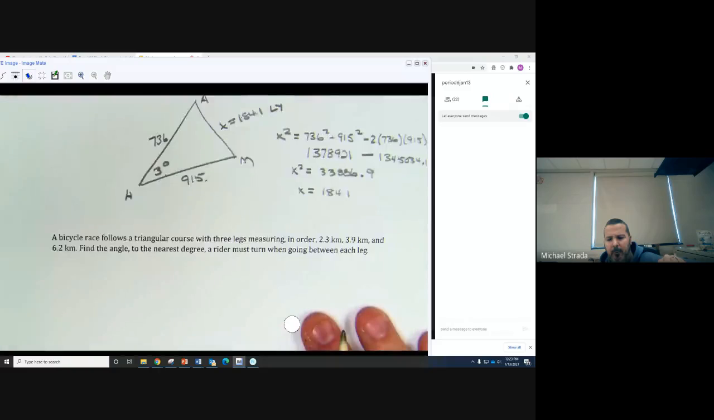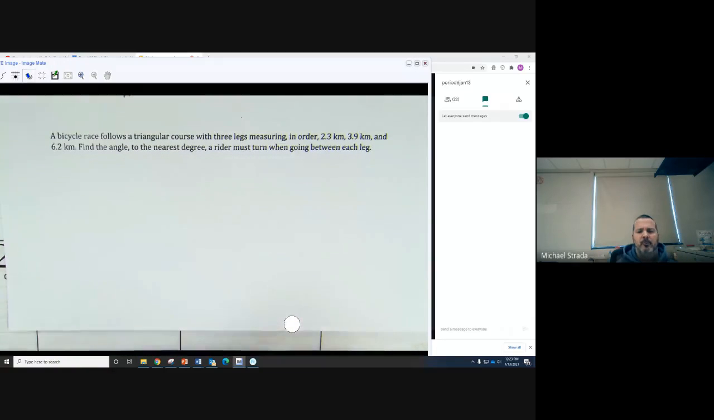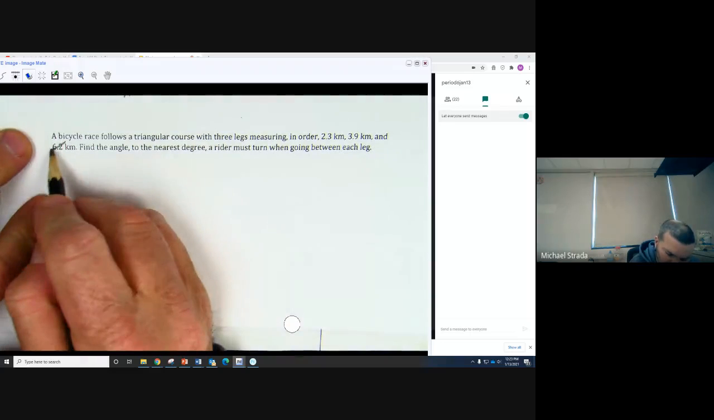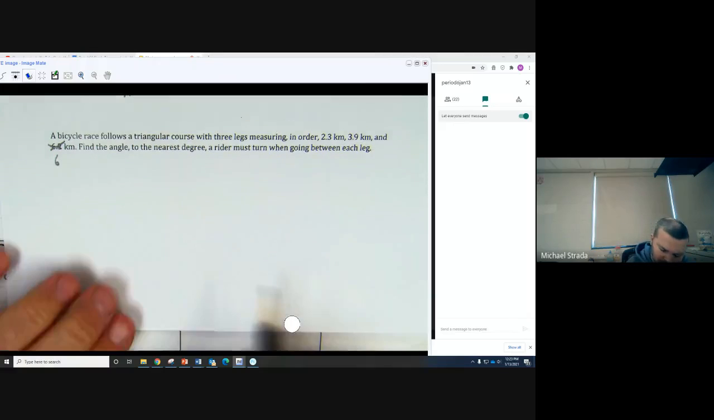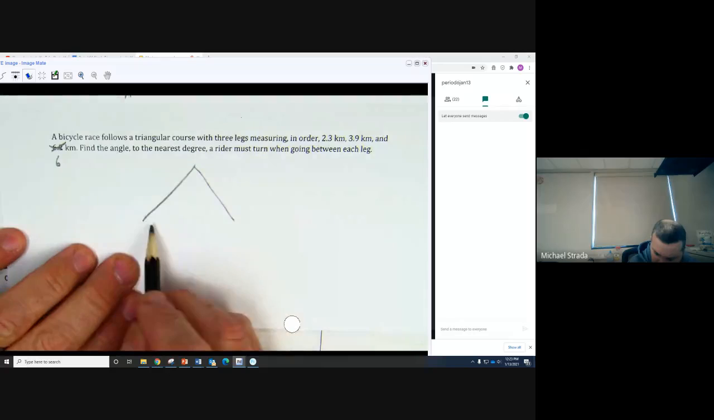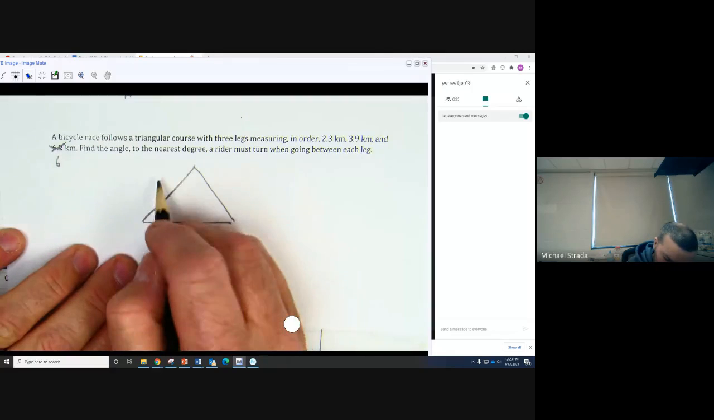All right, one more. A bicycle race follows a triangular course with 3 legs measuring in order 2.3, 3.9, and we're going to change that 1 to 6 kilometers. Otherwise, it can't be a triangle. Find the angle to the nearest degree a rider must turn when going between each leg. All right, so basically, they're not asking for a particular angle. They're asking for all of them.